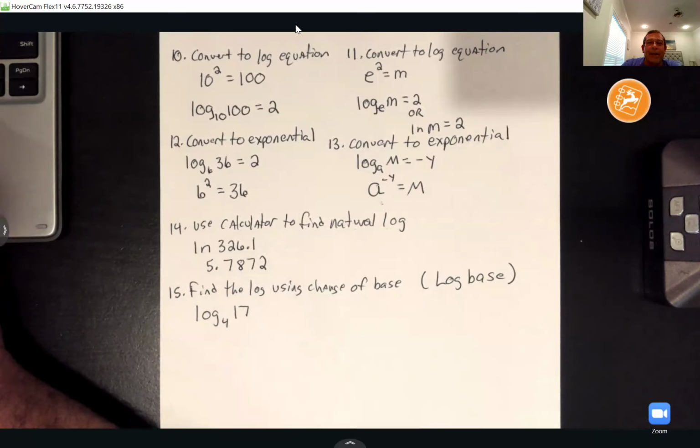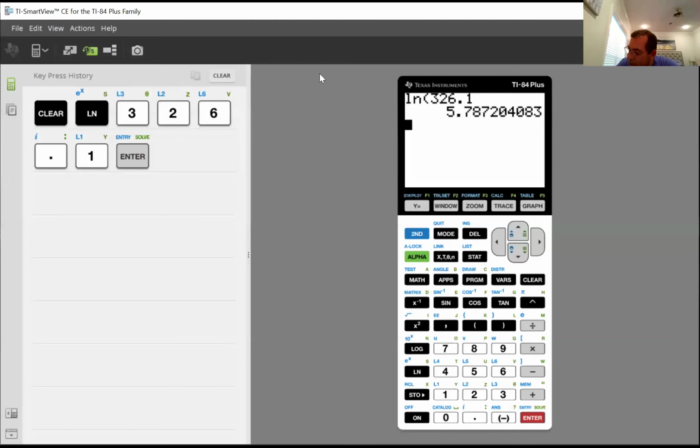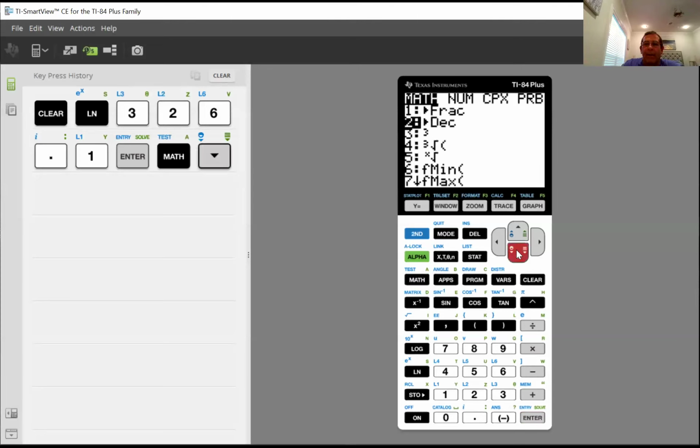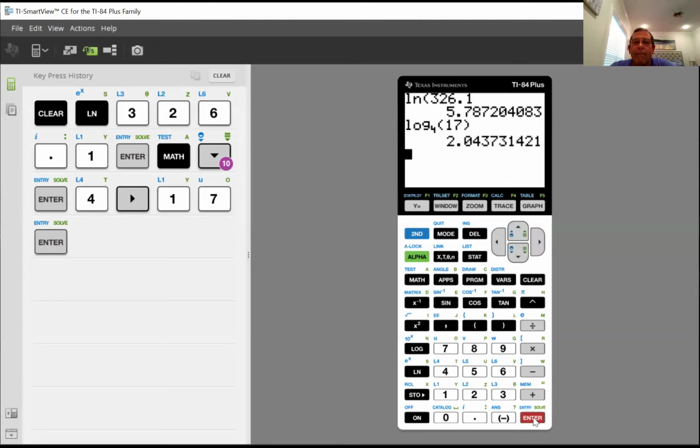All right, y'all, here we go. Going to my calculator. 0437. 2.0437. I think you're right. So let me push that in real quick. So go to log base. That was a 4 and a 17. And that's perfect, right? Because that 7 had a 3 after it. 2.0437. Good job.